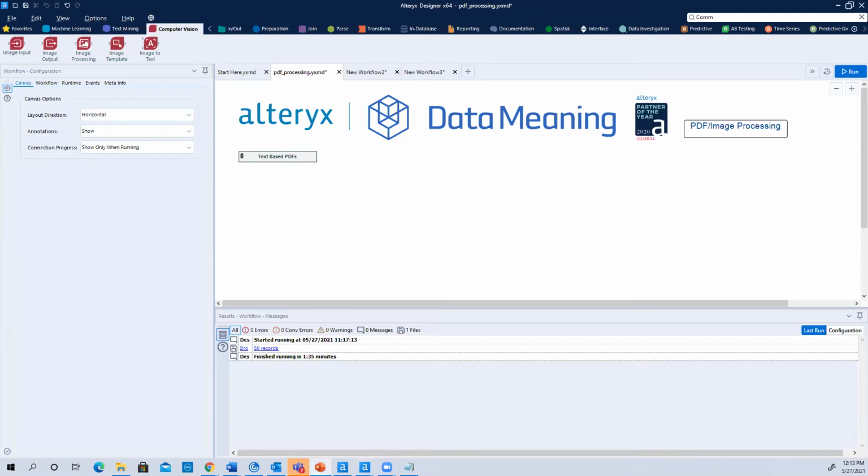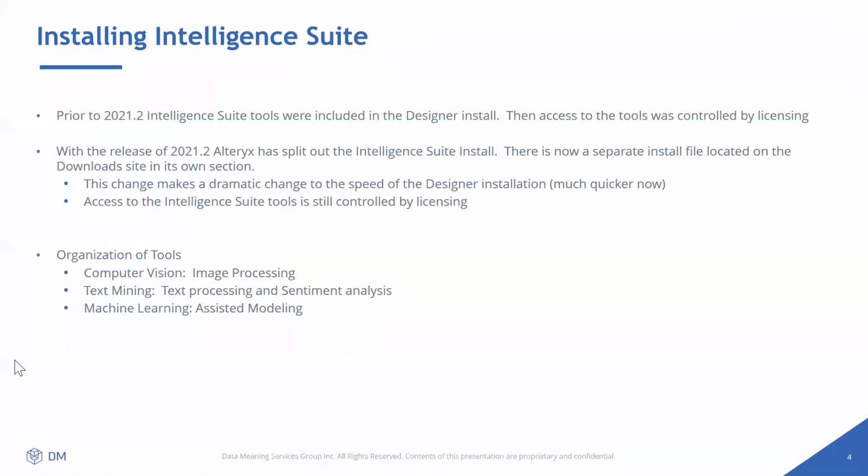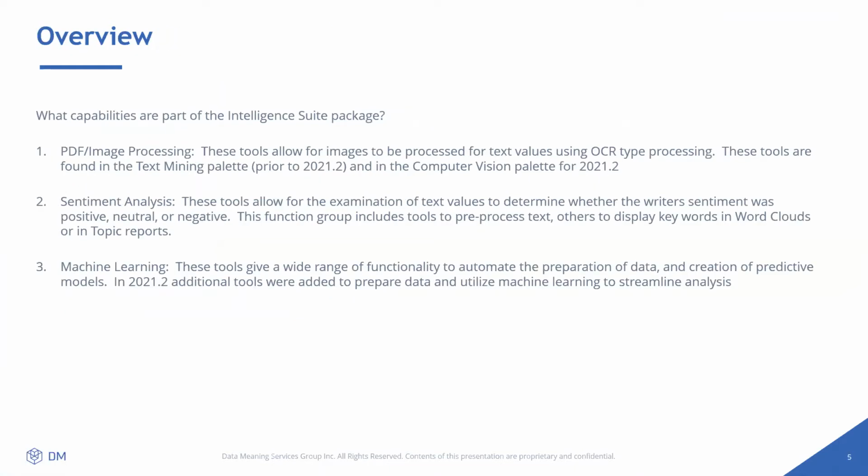All right, so that's the install and the organization of the Intelligence Suite tools. That's one of the things I wanted to make sure I relayed to you, because sometimes when you see Intelligence Suite talked about, you want to know what all is involved there, right? So hopefully you understand now that there are three main areas: image processing, the text processing and sentiment analysis area, and the assisted model. We just talked about this, so I won't go into more detail here. I'll leave this up for a second for you to read, but those three sections are what we're focusing on in our Intelligence Suite overview that we're looking at today.